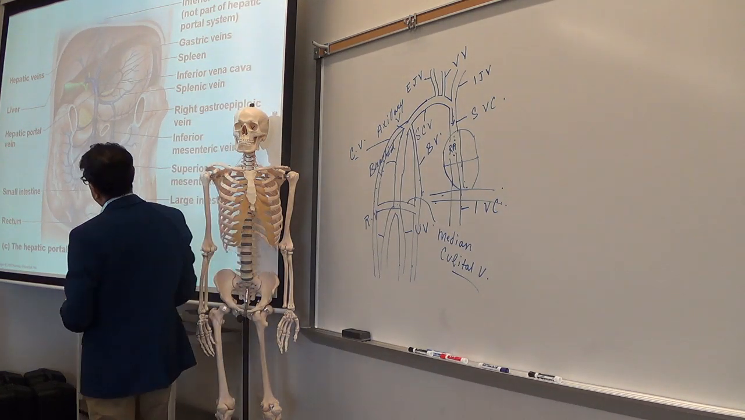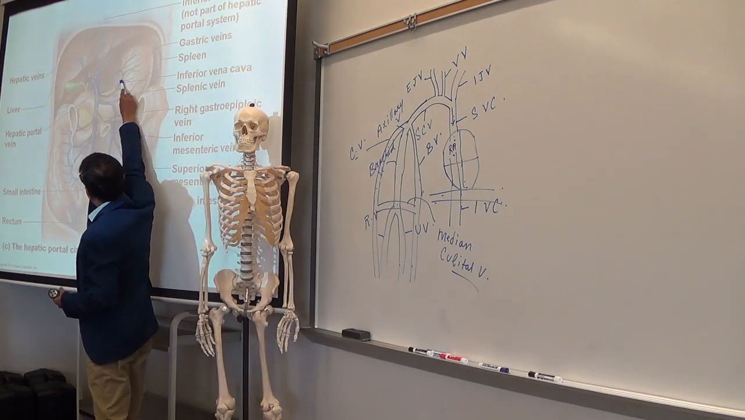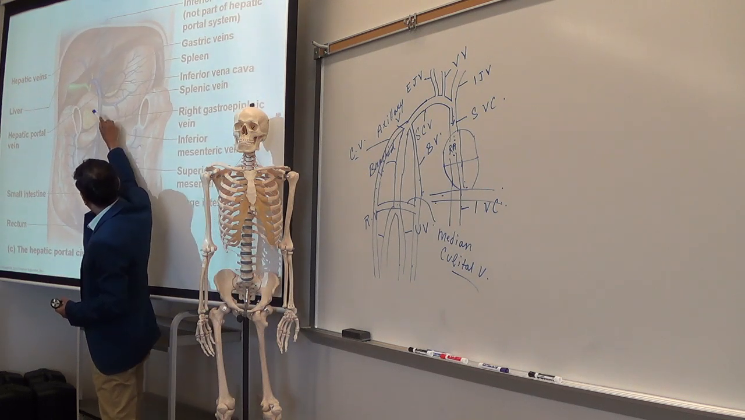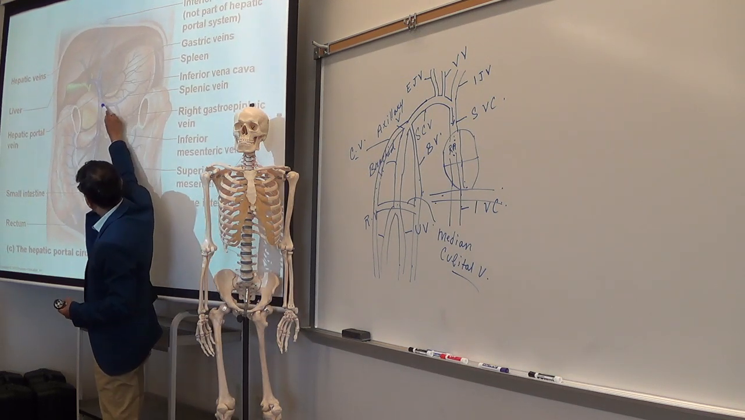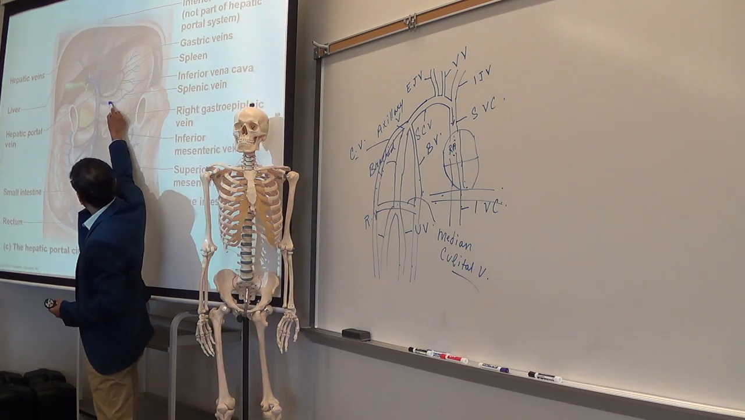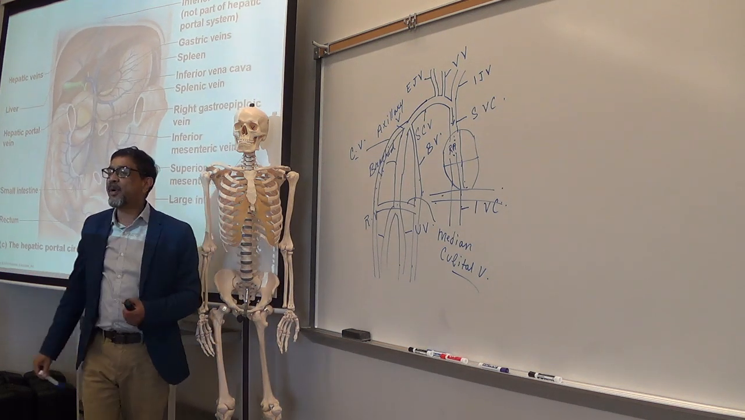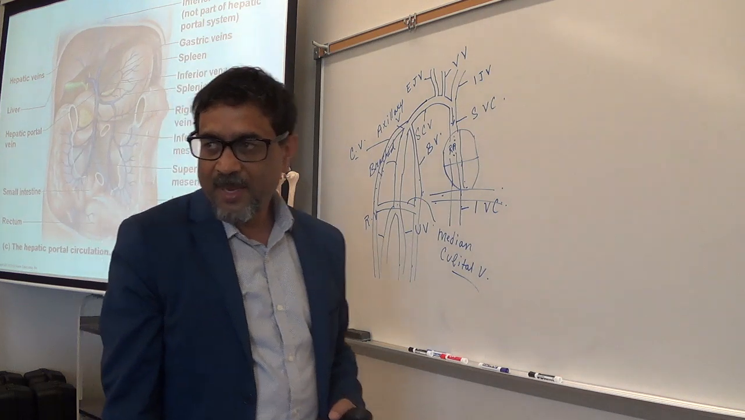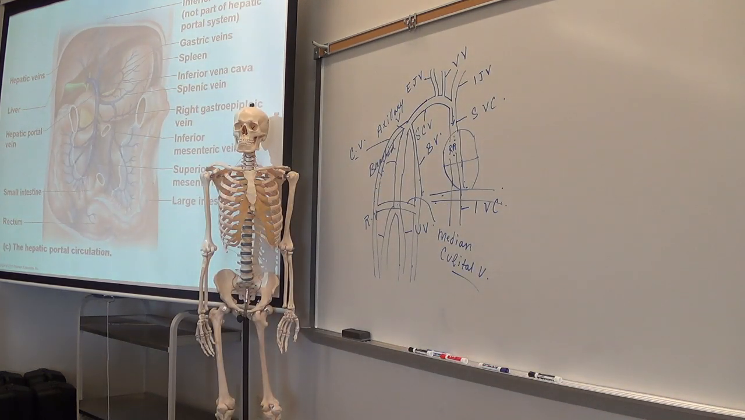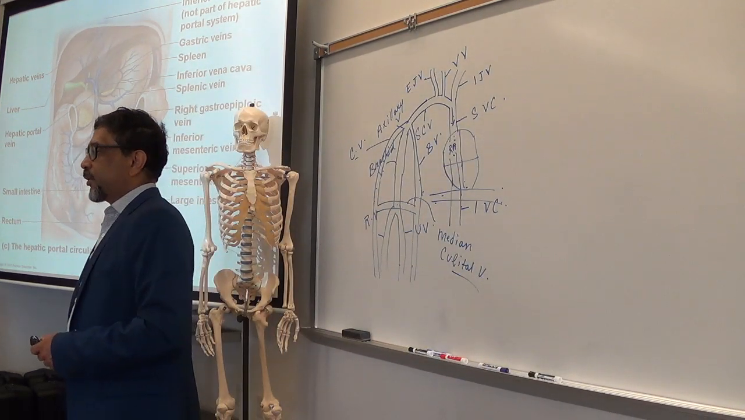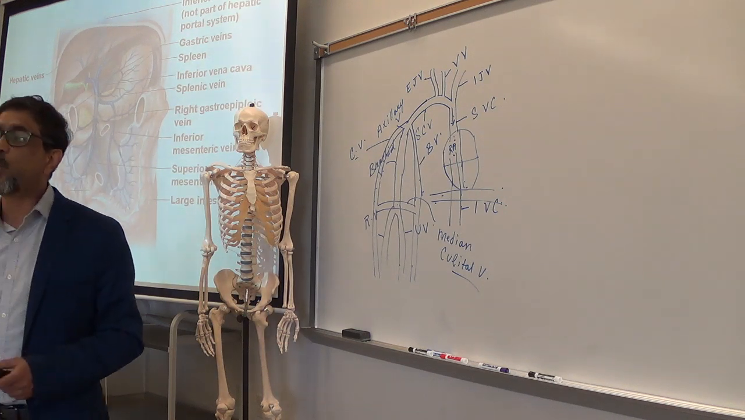Now, see one thing here. Gastric vein from the stomach, superior mesenteric and inferior mesenteric from the intestine. All those three veins give blood to this vein. This is called the hepatic portal vein. So gastric from the stomach, superior mesenteric mostly from the small intestine, inferior mesenteric mostly from the large intestine, bring the blood into the hepatic portal vein.